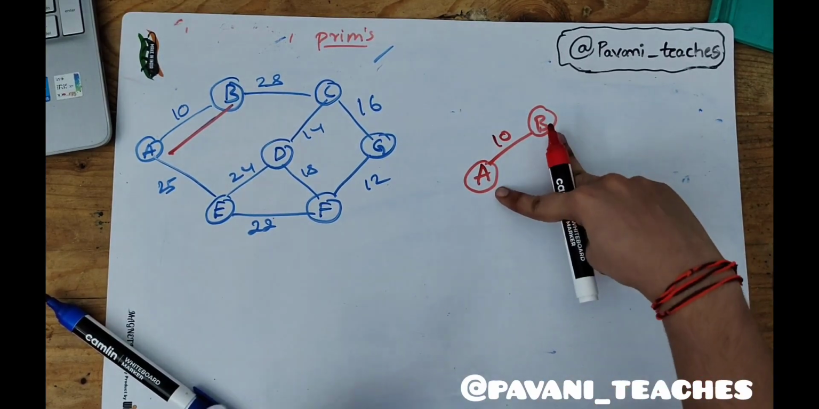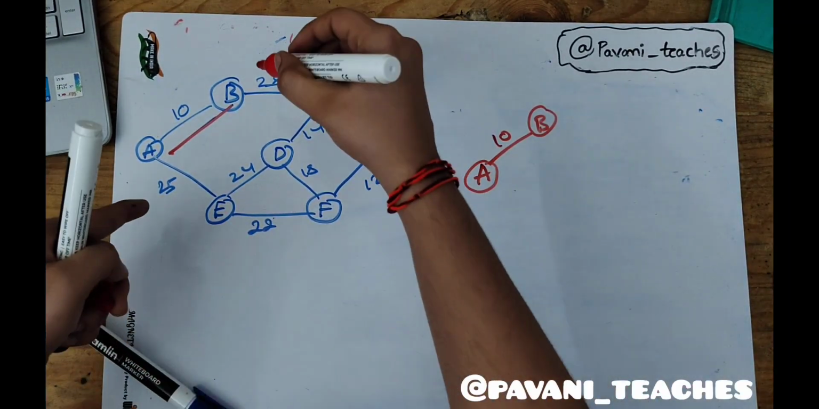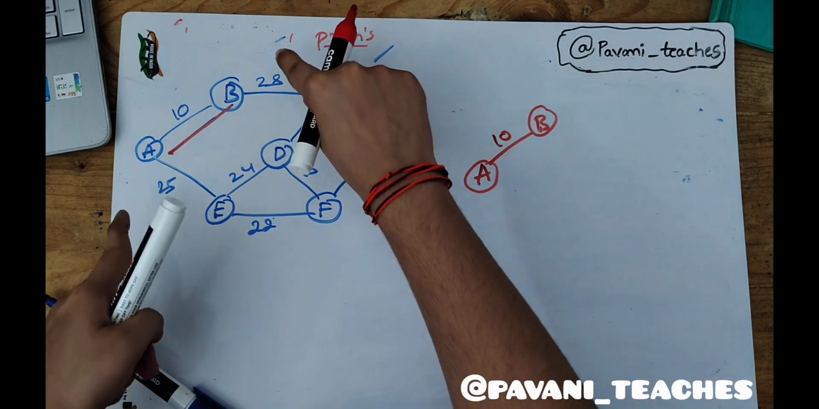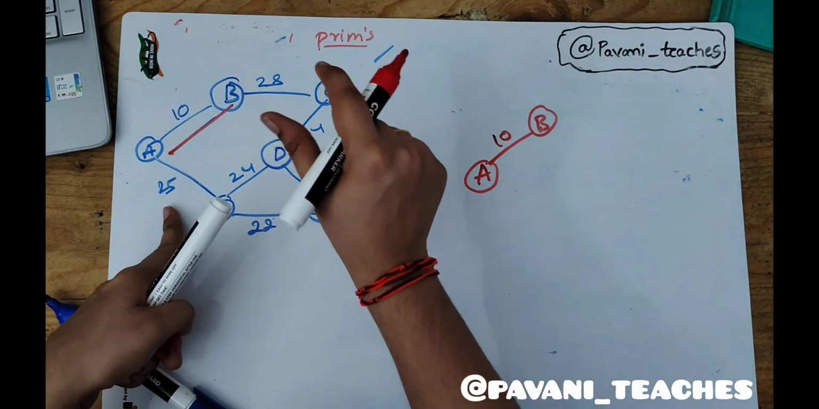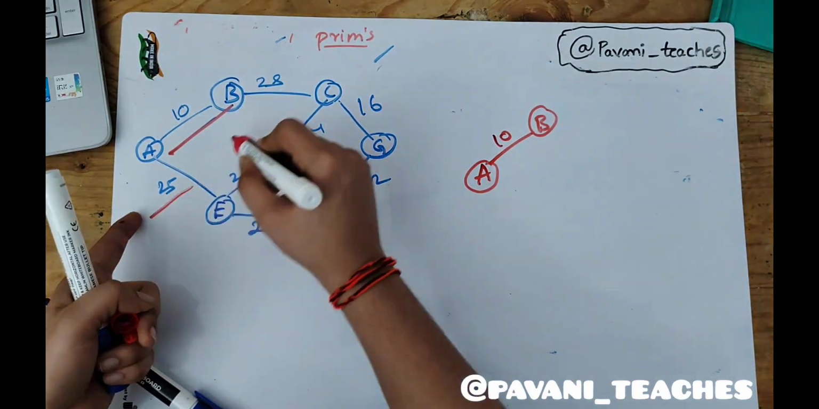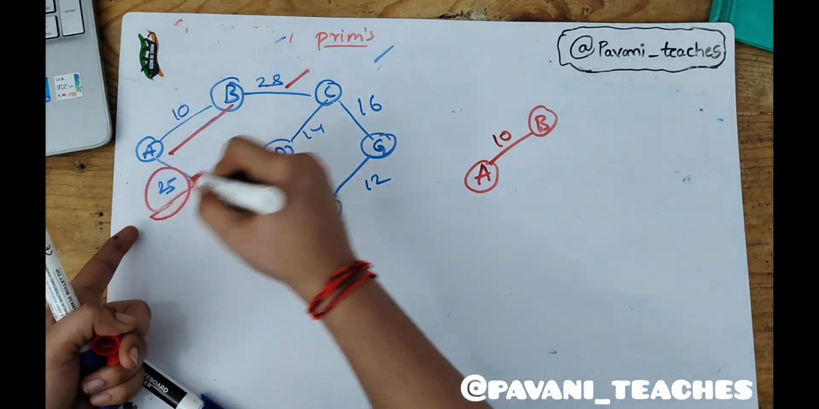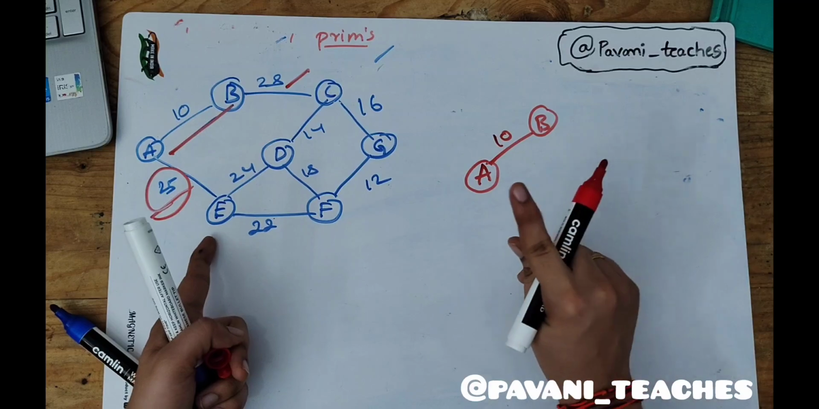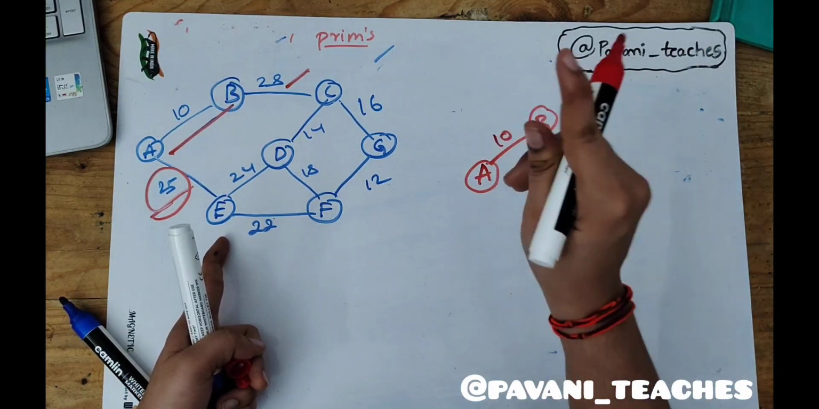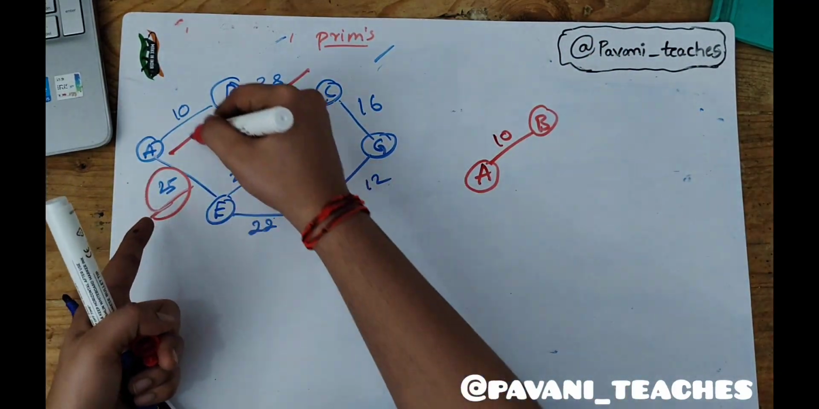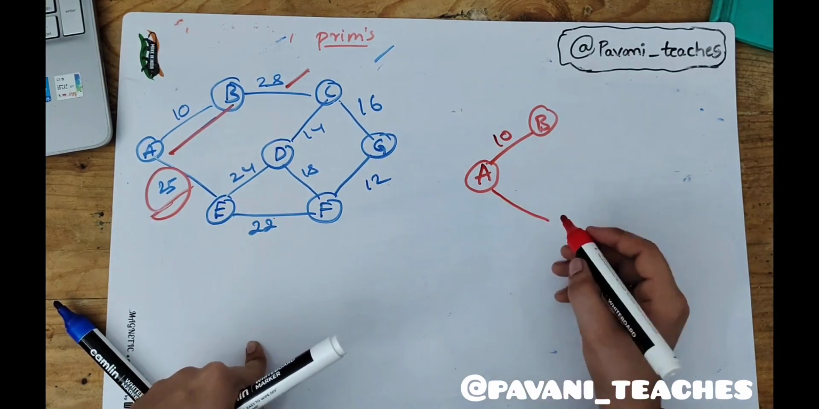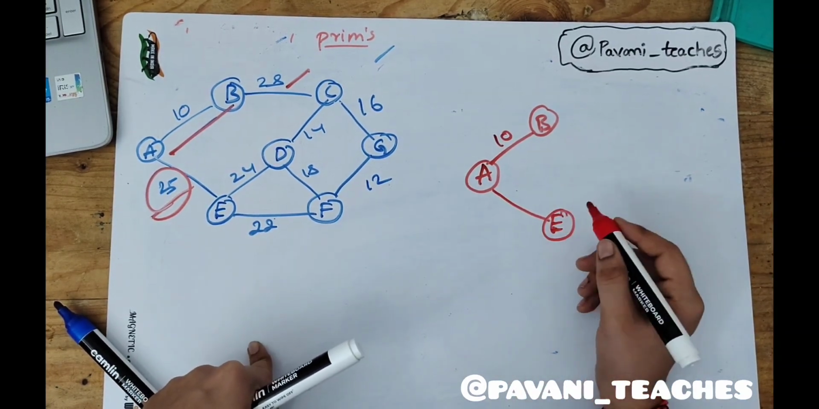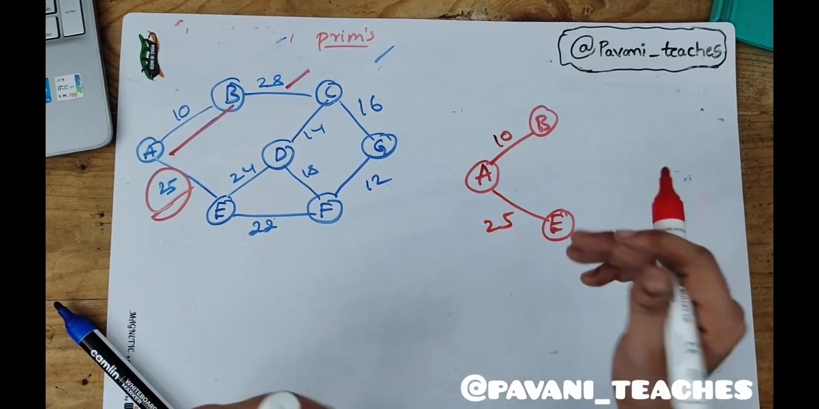Then after taking this, you have to choose the least adjacent edge, which means the one having the less weight. Here 25 and 28. Here this 25, A to E, is having the less adjacent weight of edge. So we have to take this edge. Okay, so I'm taking this A to E, 25. Okay, we are done.